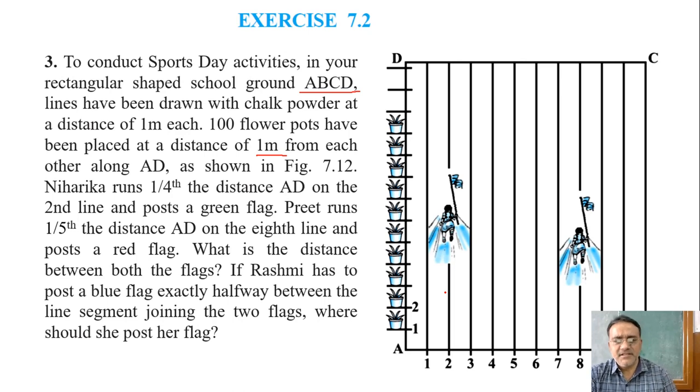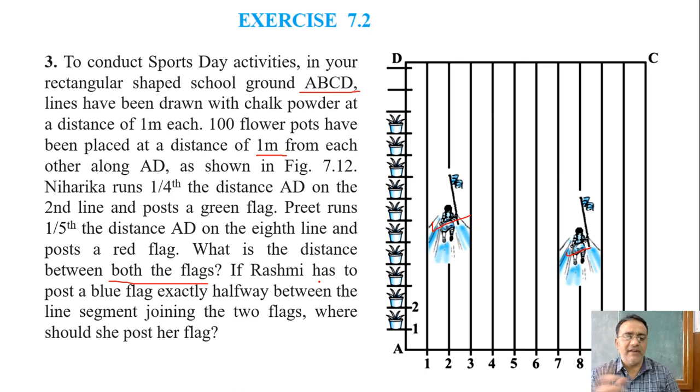Niharika runs 1/4 the distance AD on the second line, and posts a green flag. Preet runs 1/5 the distance AD on the 8th line and posts a red flag here. What is the distance between both the flags? If Rashmi has to post a blue flag exactly halfway between the line segment joining the two flags, where should she post her flag?